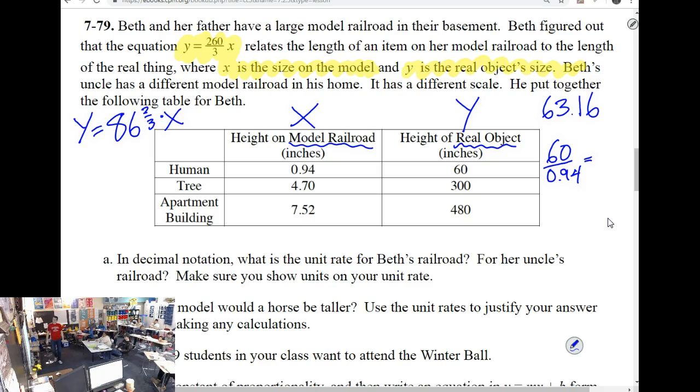It tells you that for every inch on a model railroad or on a model part, it is 86 and 2/3 inches in real life. Or her uncle, keep going, you're right. Or for the uncle, for every 1 inch for a part, it's 63.16 inches. So be careful when I ask this question. Whose model involves a bigger train? Think it through for a second.